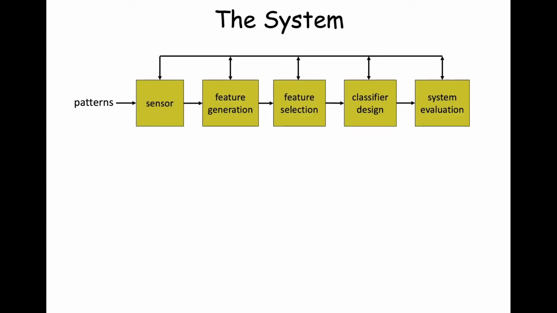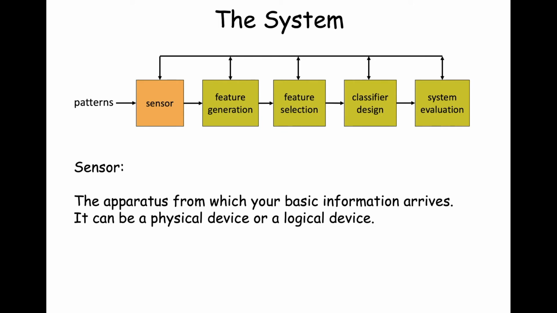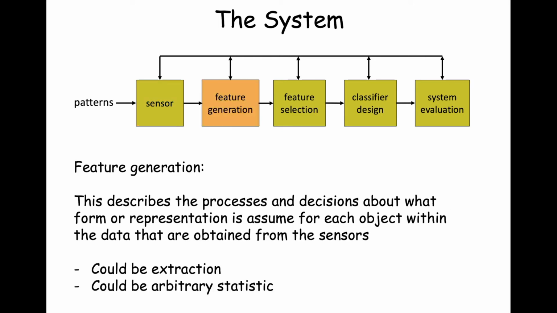Okay, so last time we talked about the pattern recognition system architecture, the pipeline, as it were. Last time we focused on the sensor. Today we're going to focus on feature generation. And feature generation, we described in our first module, as the processes and decisions about what form or representation is assumed for each object within the data that are obtained from the sensors.